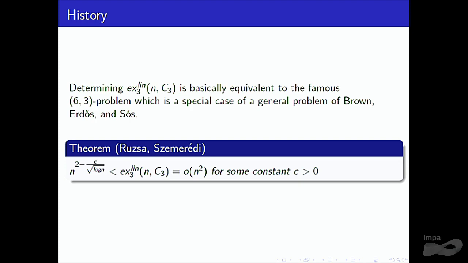So let's talk a little bit about history before we go into the main theorems of the talk. This talk is about forbidding Berge cycles in linear hypergraphs. Let's start with the smallest cycle, C3. This problem is actually equivalent to the famous (6,3) problem by Erdős, Brown, and Sós. It was determined by Ruzsa and Szemerédi, and it is little o of n squared.